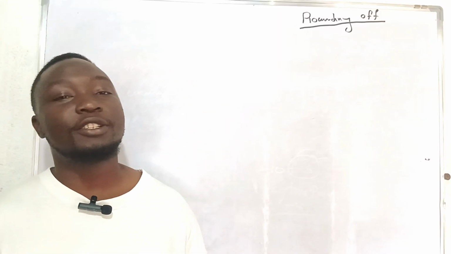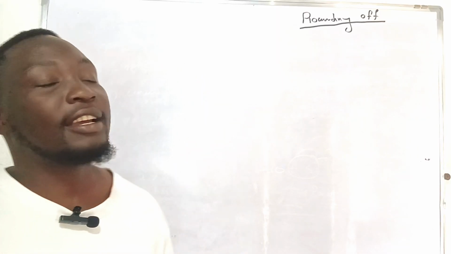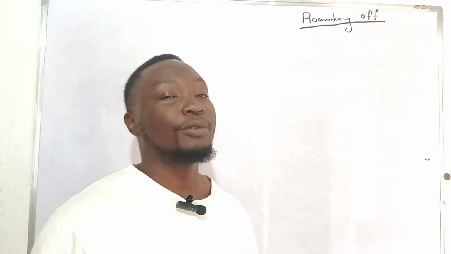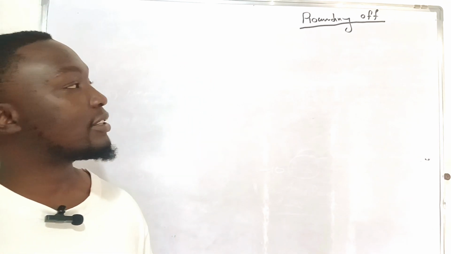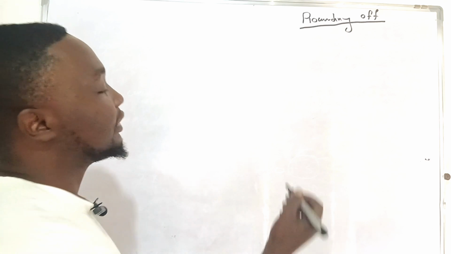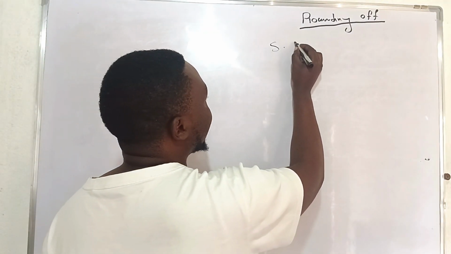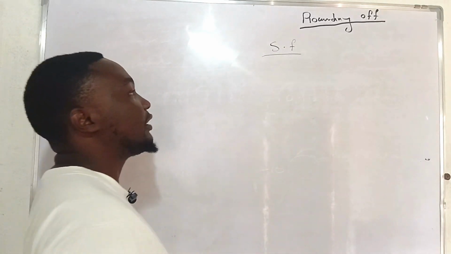Students, the next topic that we are going to be looking at is rounding off. There are two types of rounding off that you are going to be using in this course. The first one is significant figures.